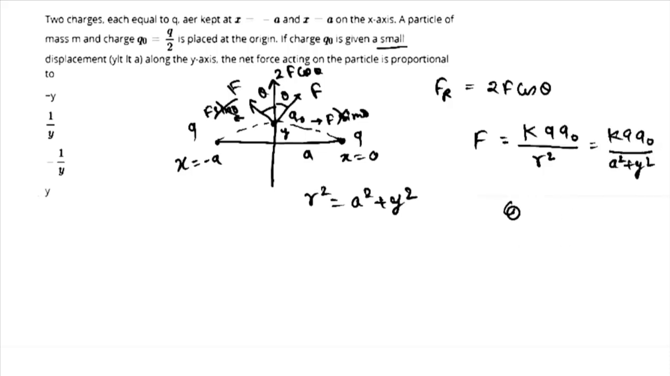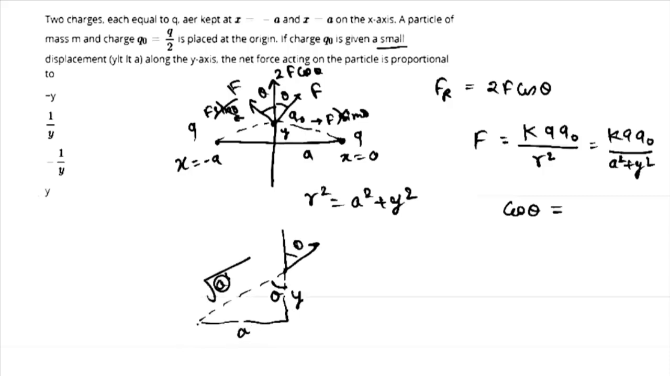Now it's time to write cos θ. You can see already, if this angle is θ, and if you draw a bigger diagram, then this angle will also be θ, right? So you can write the cos θ here. This is y, this is a, and this is the square root of a² + y². So I will write cos θ is equal to y by the square root of this.